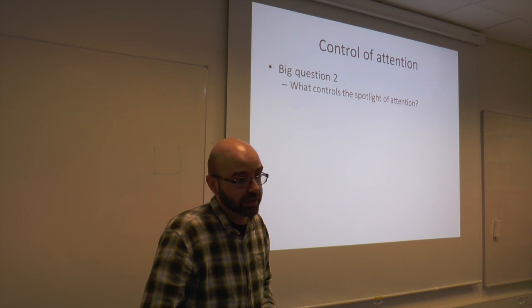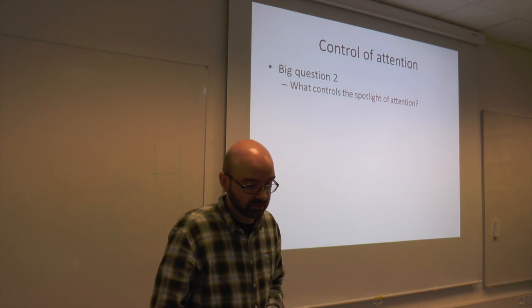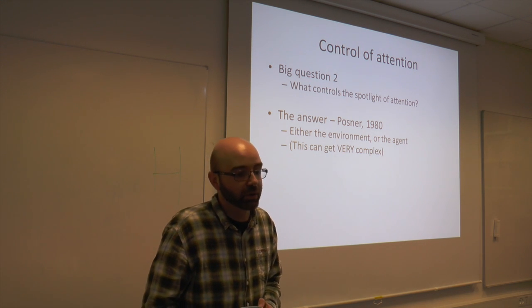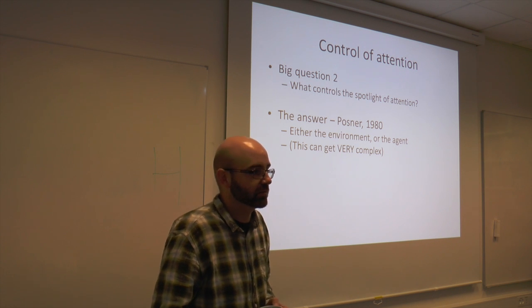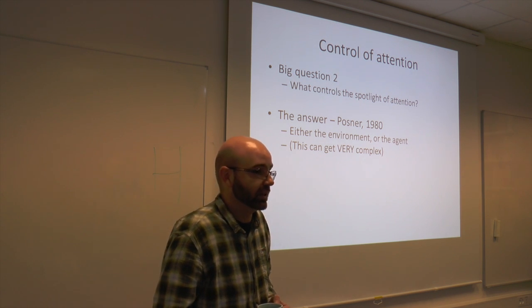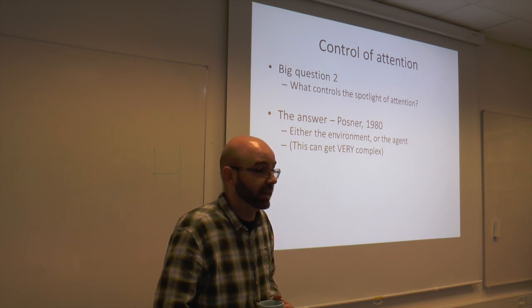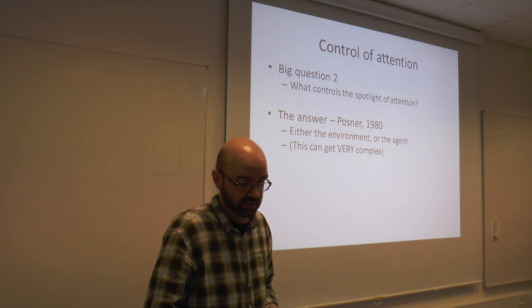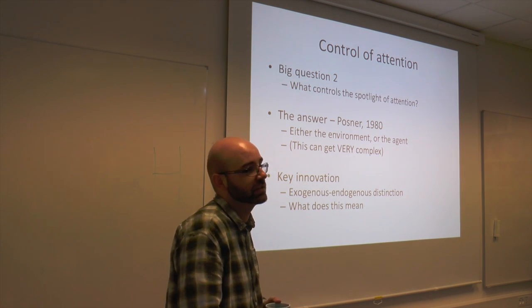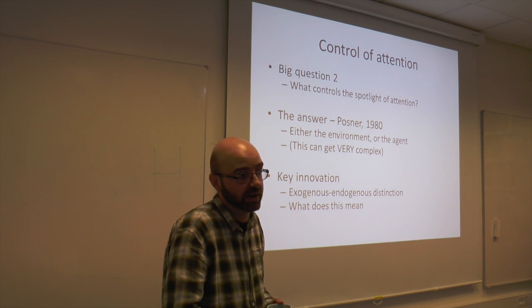So that leads to the second big question that sort of came up historically in attention research. What controls this spotlight? Well, the answer is, in the same year as Treisman studies, is Posner, who, to cut it to its core, what controls the spotlight? Either the environment or the agent controls the spotlight. They're two things. That's the sort of starting point. This can, of course, become a very complex story, and it has become a very complex story, and lots of theories have gone into this, but essentially it's the environment or the agent that can control the spotlight. Because the key innovation here, I think, is the notion of exogenously cued or endogenously cued changes in attention, or attentional focus, or the spotlight, where the spotlight goes.